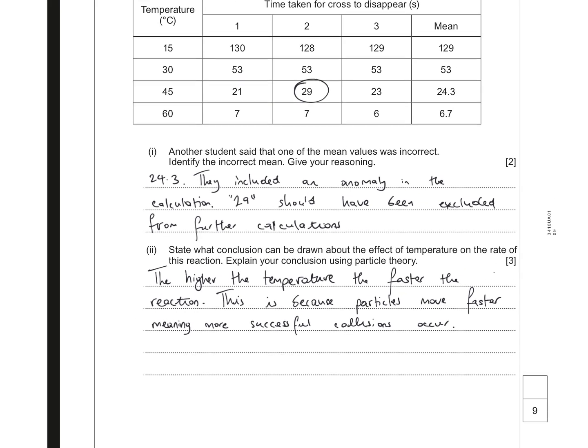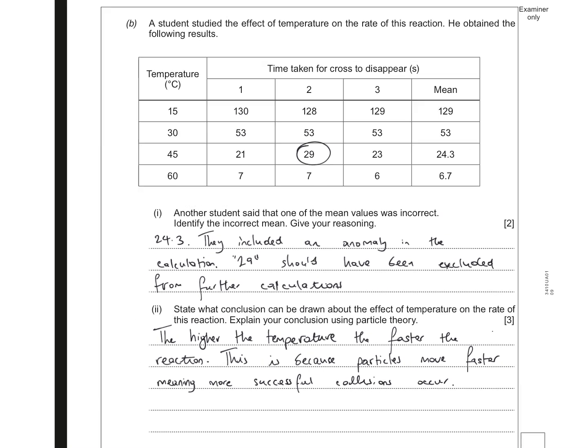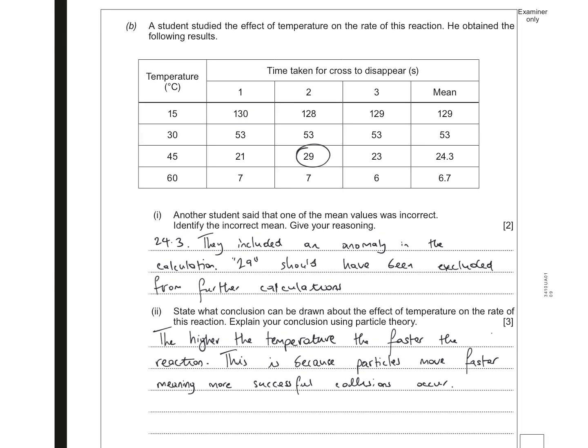State what conclusion can be drawn about the effect of temperature on the rate of this reaction. Explain your conclusion using particle theory. Well, as it gets hotter, the mean time gets shorter. So if the time is getting shorter, that means it's getting faster. So what I'm looking for, the higher the temperature, the faster the reaction. This is because particles move faster, meaning more successful collisions occur.